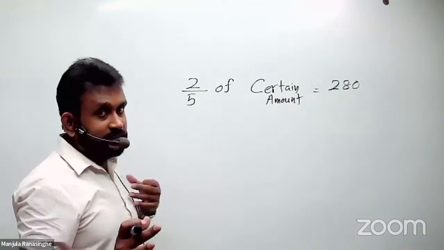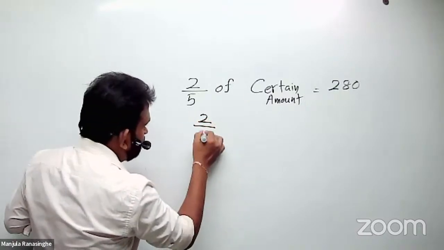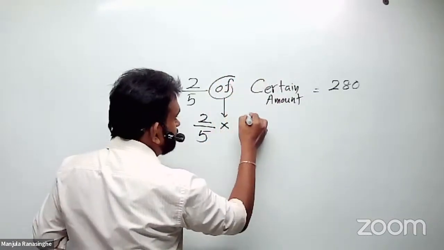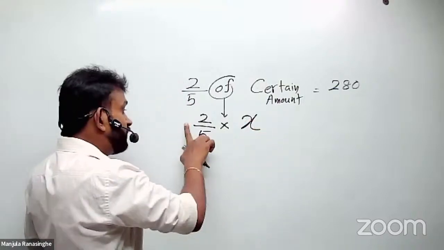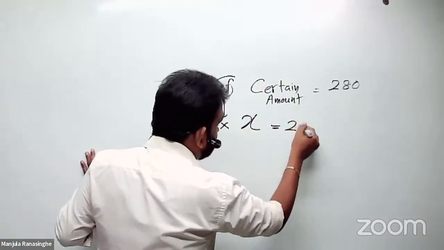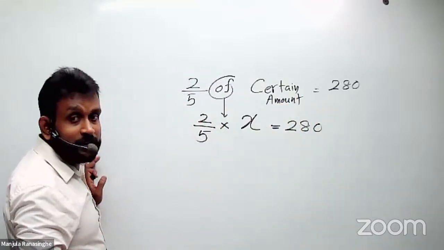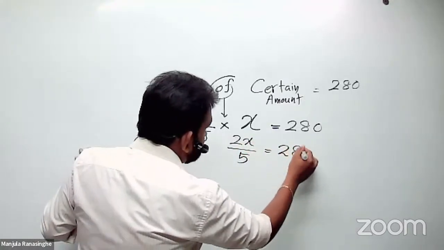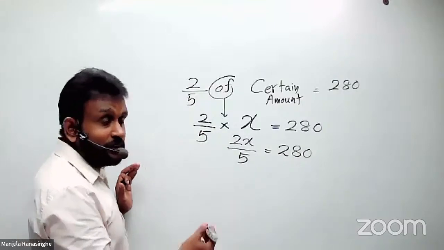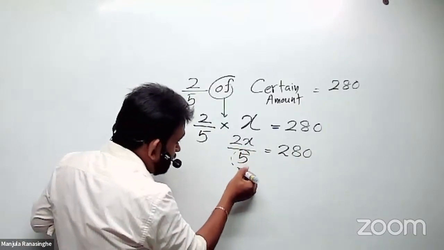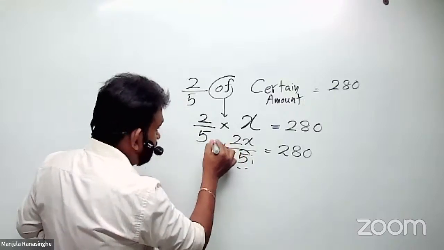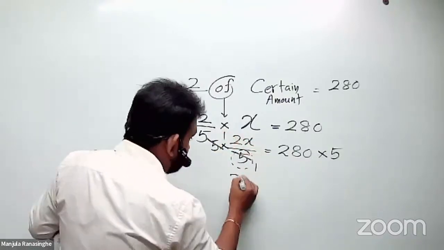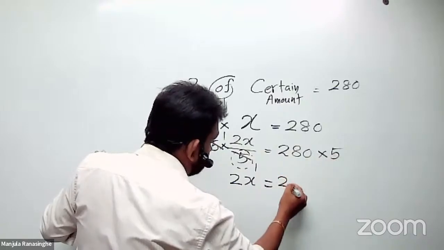For example, there are several methods. I can write that 2/5 of, which in maths means multiplication, a certain amount. I do not know that, so I mark it as x. 2/5 of x equals 280. This is like a simple equation: 2x upon 5 equals 280. Now x is to be the subject. Here the division by 5 can be eliminated by multiplication by 5. So 5 and 5 cancel out. Then 2x equals 280 times 5. Just keep it as it is.